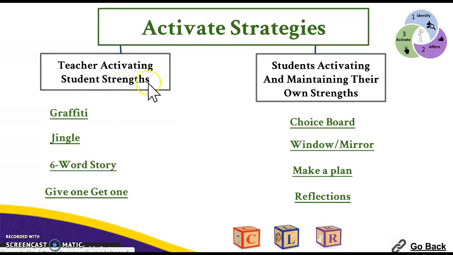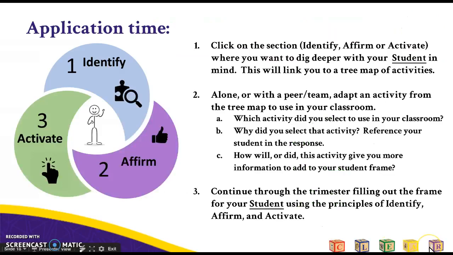There are strategies in each of the 3 categories, with strategies for both. So you're going to, alone or with a peer or a team, take an activity from the tree map to use it in your classroom. Then you're going to identify what activity you selected to use in your classroom, why you selected it, and reference your student in the response.